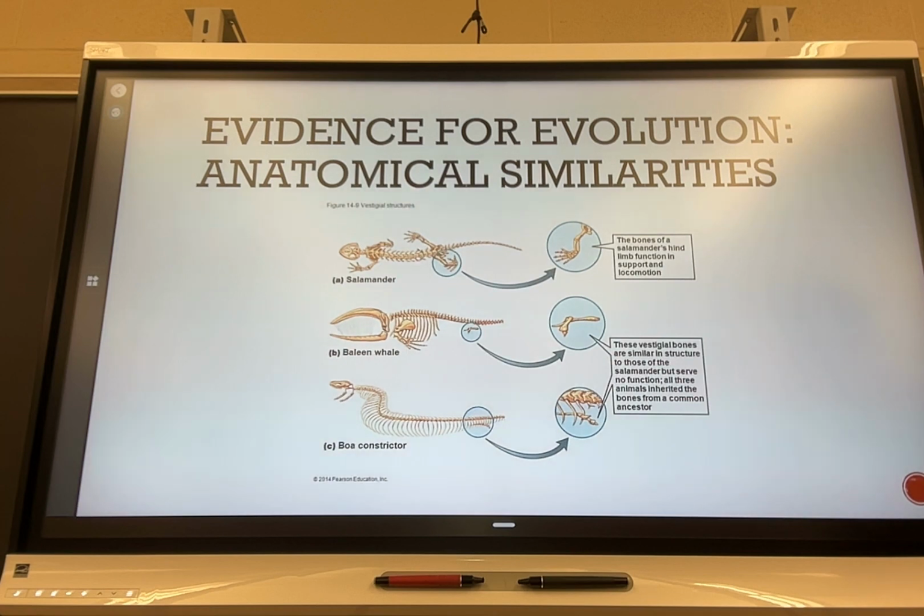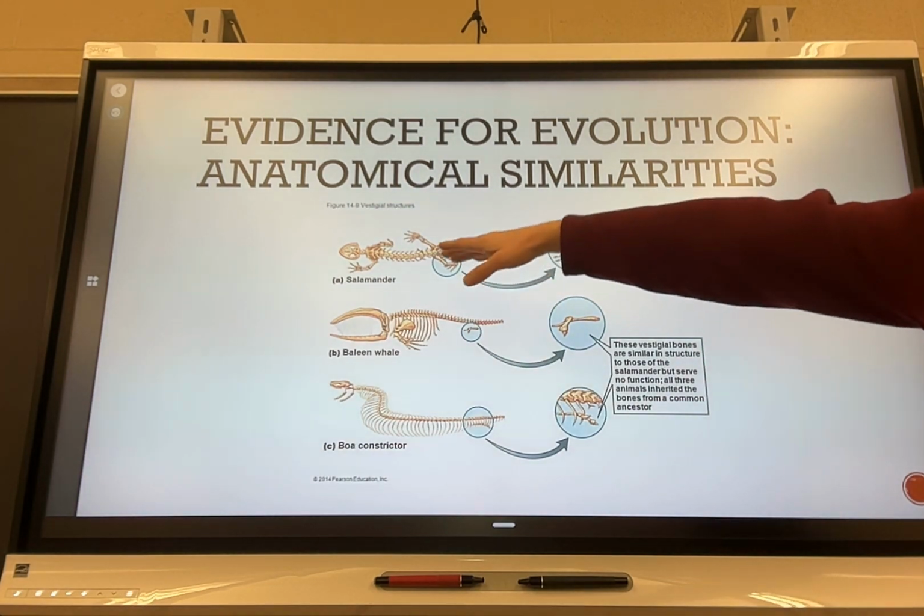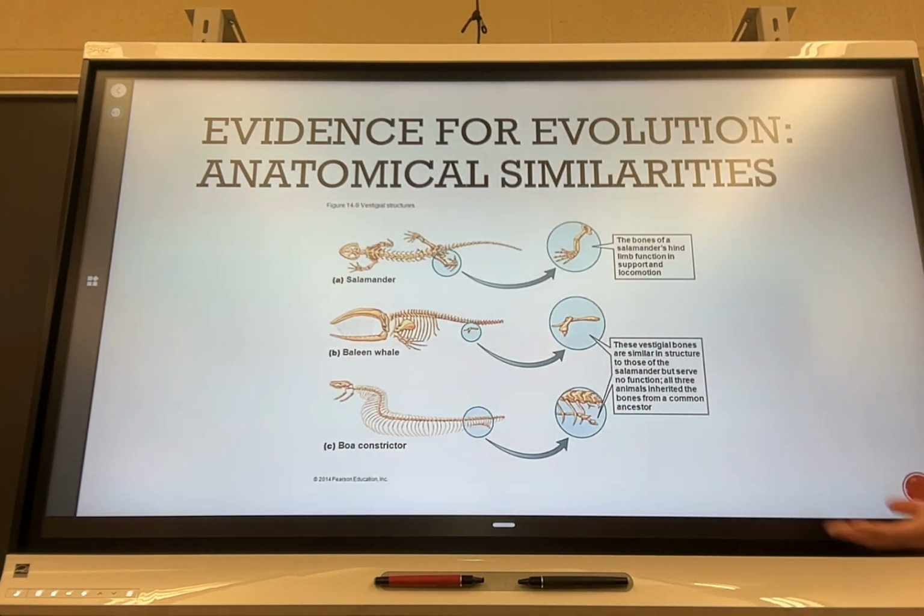You can also see this in vestigial structures. Vestigial structures are structures that were once needed but fell into disuse and de-evolution. So in salamanders, you can see these feet. Obviously, they need feet to walk around. Whales, on the other hand, don't have feet.